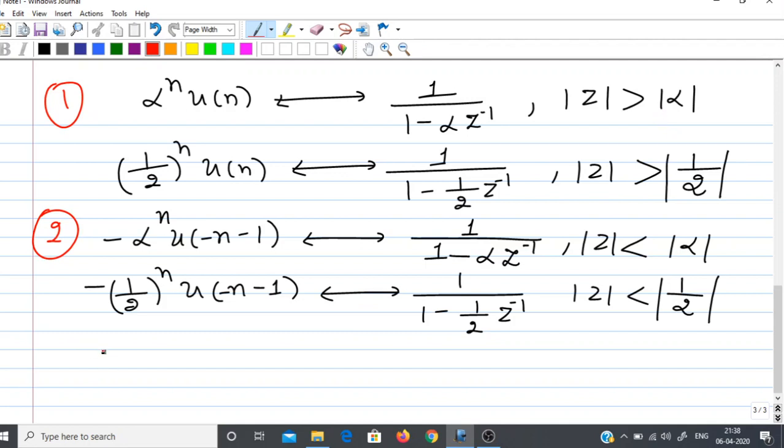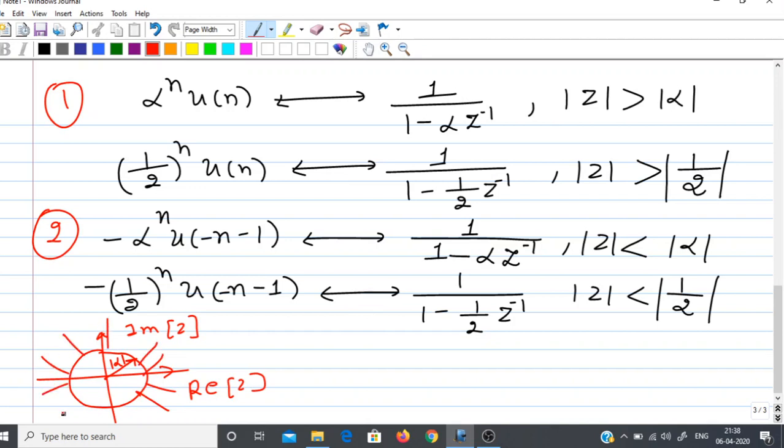Now, if I draw the ROCs for the first sequence, what is it? This is the Z plane, and the ROC for the first sequence is mod z greater than mod alpha. So I have to draw a circle of what? A circle of radius mod alpha centered at the origin. And the ROC is greater than mod alpha, so it would be the exterior of this circle. This is the ROC for sequence number 1.